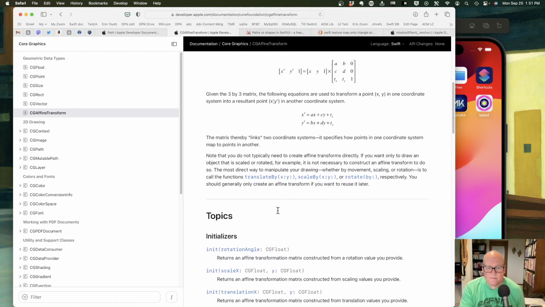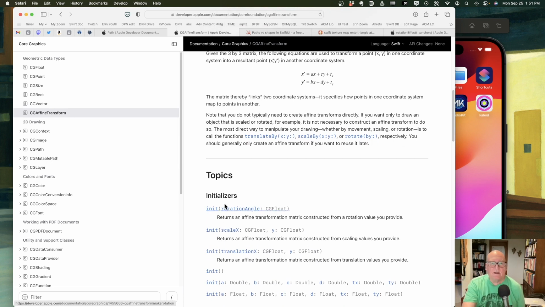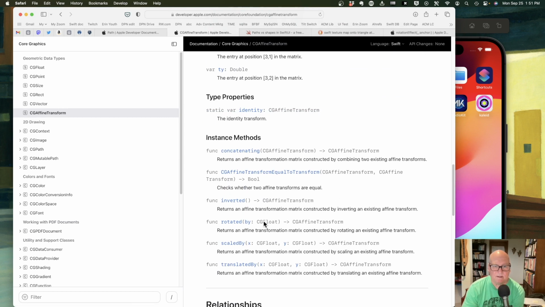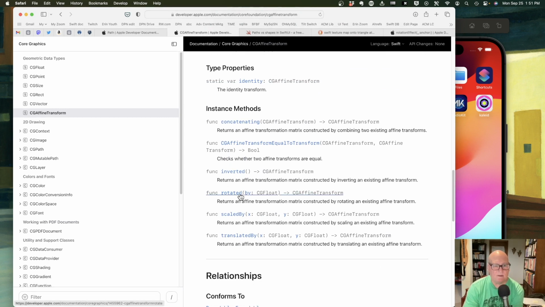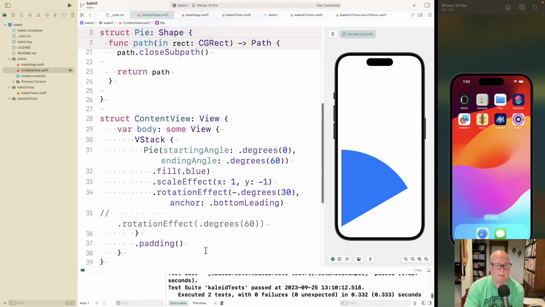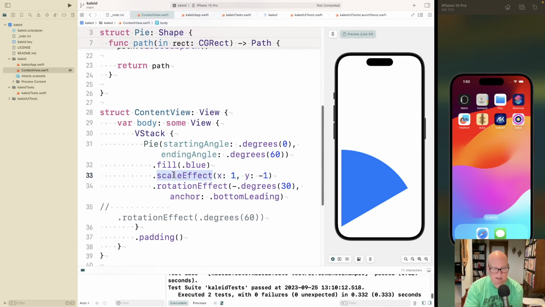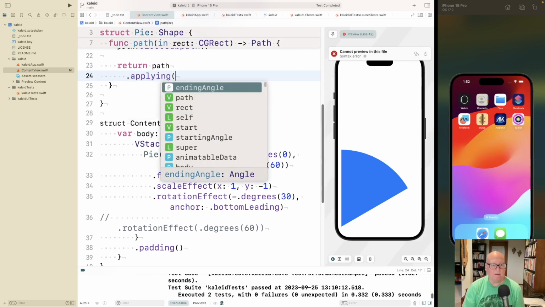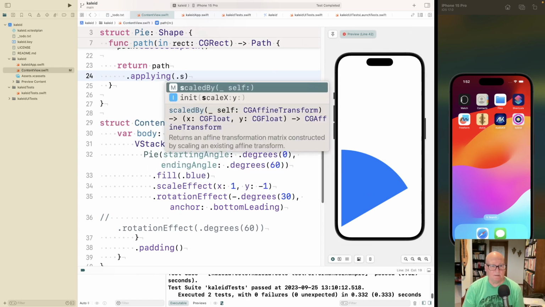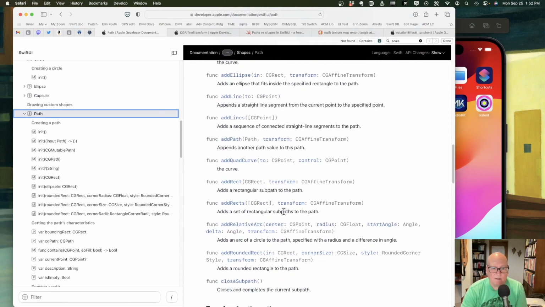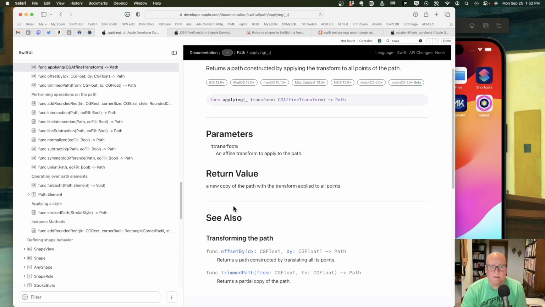Now. Okay. All right, so I think I can do applying. Scaled by. Okay, so I'm trying to do this stuff. The fill can stay, but the scale effect I want to be part of the path. Applying dot scale. Sorry, applying takes a transform.